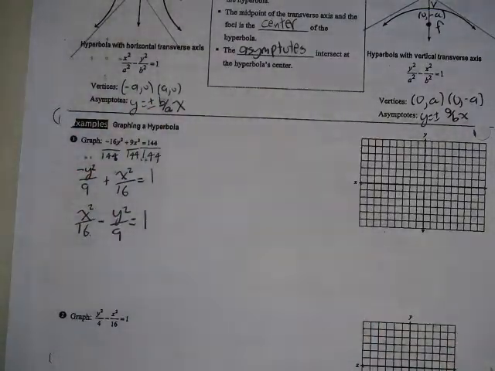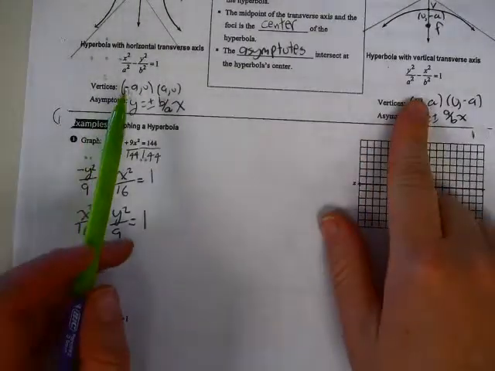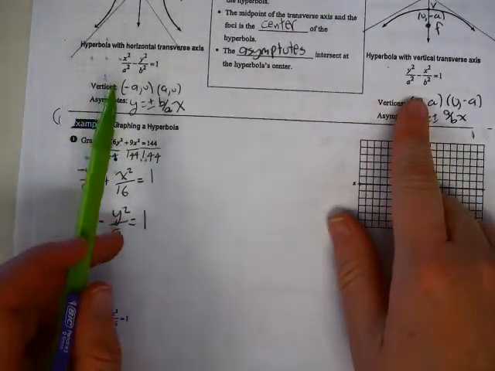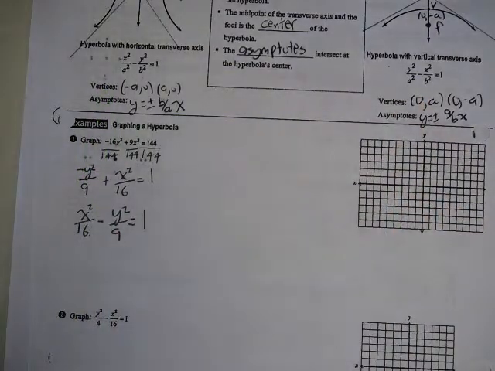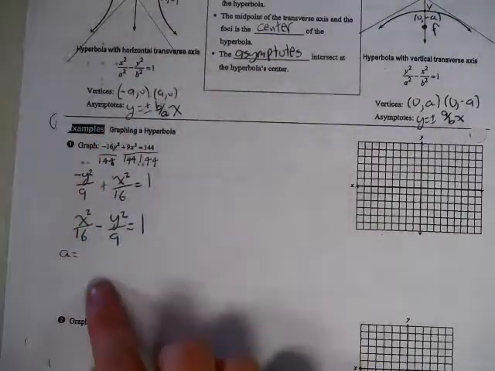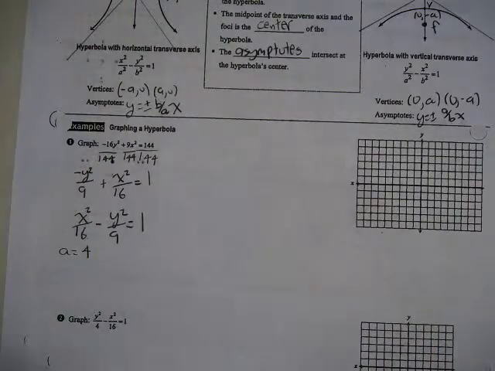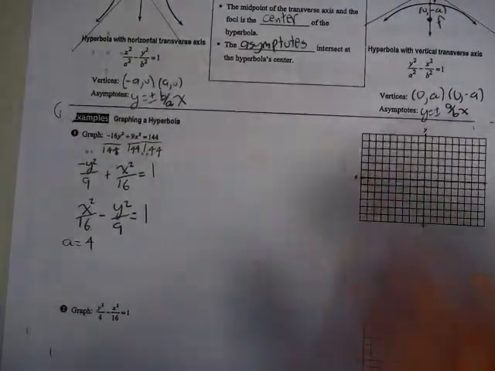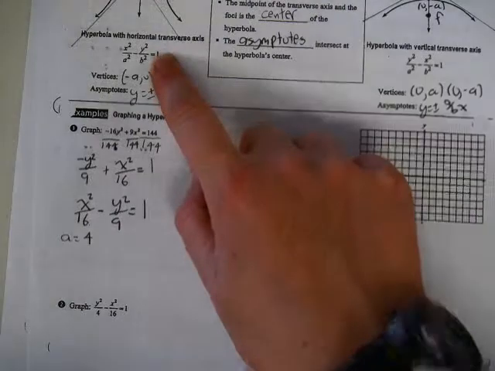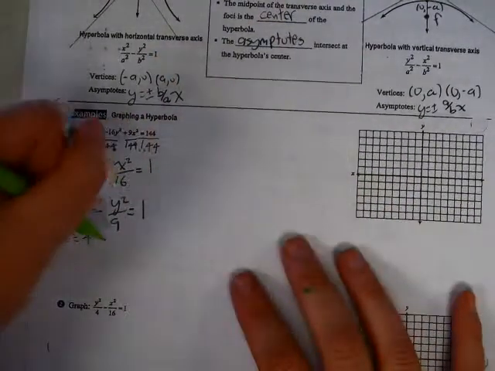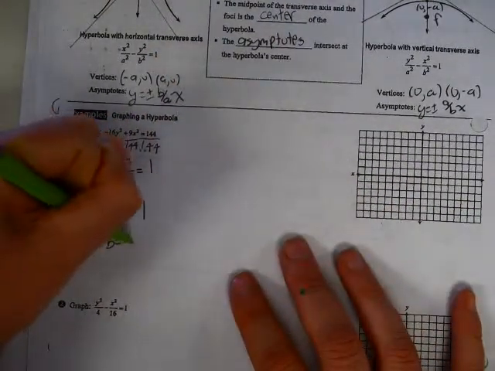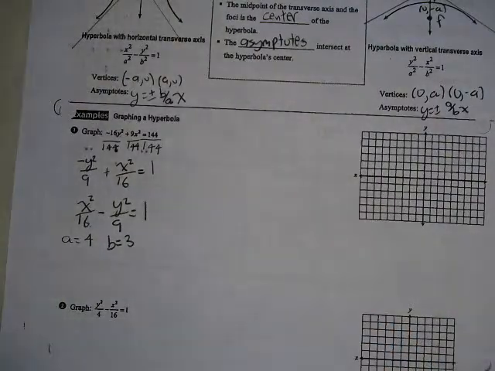Now let's start to graph this. Notice that in our formula here, a is always under the first term. So that means that my a here is going to be 4. And I know I haven't brought up b yet, but I think b is easier to illustrate with an example. So b, which is right here, is going to be the square root of 9. b is 3. So we have enough now to graph.